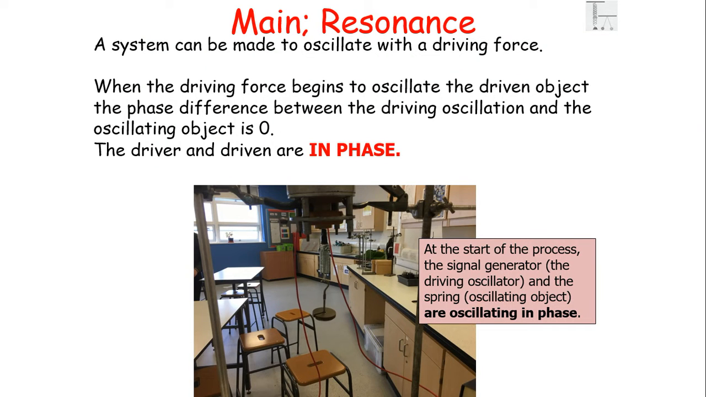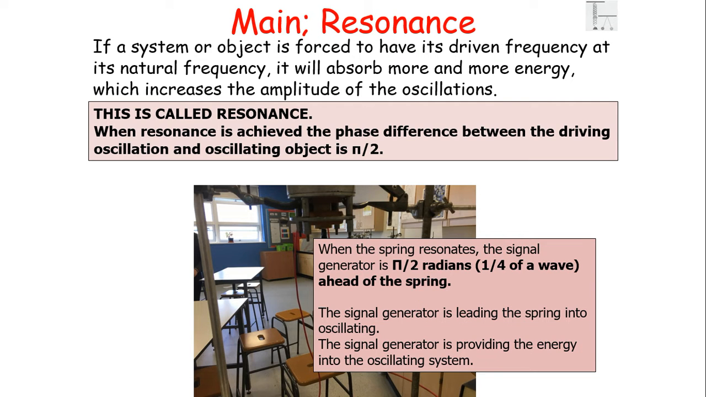Now a system can be made to oscillate with the driving force, so it's a driven oscillator. When the driving force begins to oscillate the driven object, the phase difference between the driving oscillation and the oscillating object is zero. The driver and the driven are in phase. So at the start of this process, the driving oscillator, which is the signal generator, and the spring, the oscillating object, are oscillating in phase. But if the system has its driving frequency increased, as it goes up to its natural frequency, it will absorb more and more energy, causing the amplitude of oscillations to increase.